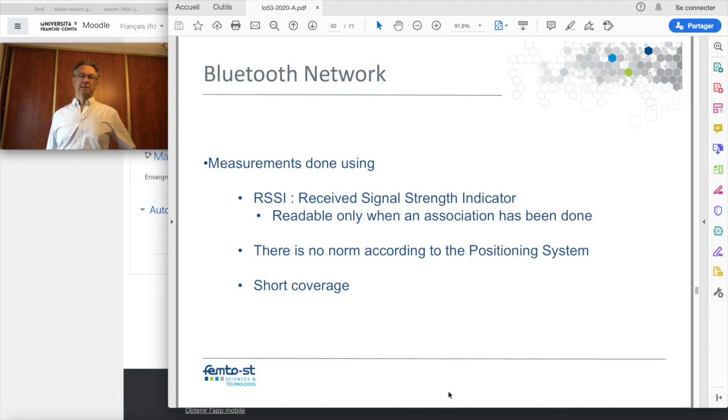So the Bluetooth network is nearly the same as the Wi-Fi, but it's only for short coverage. The Bluetooth coverage is very small compared to Wi-Fi.